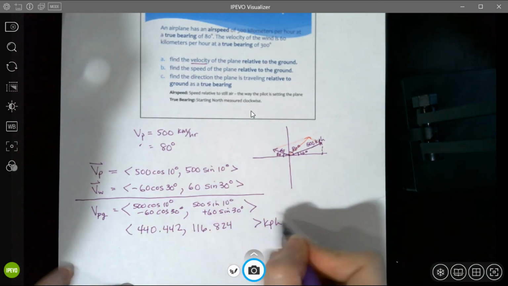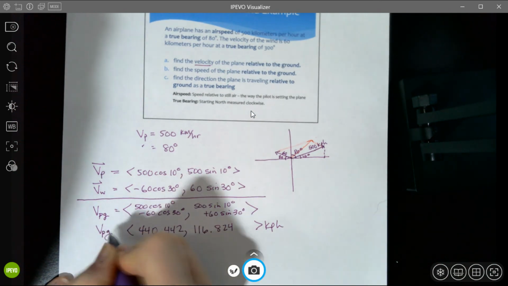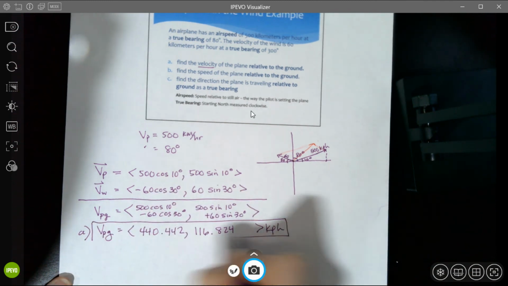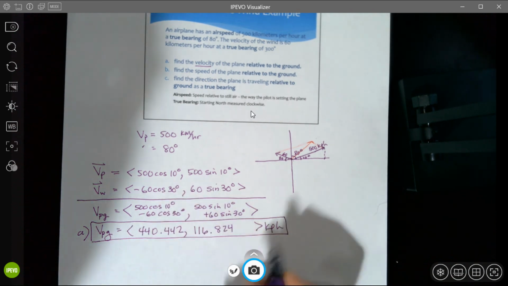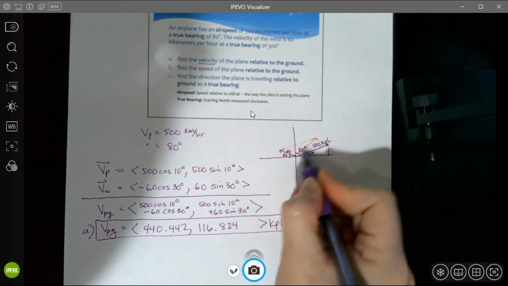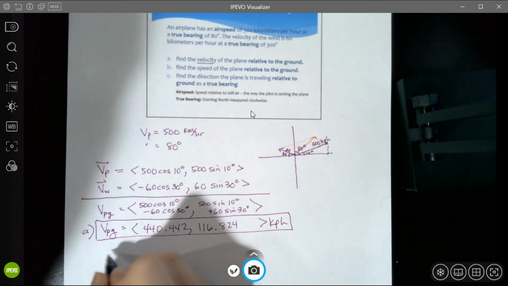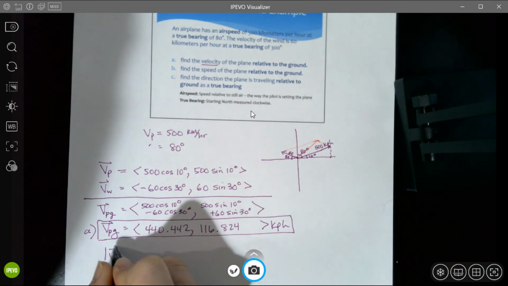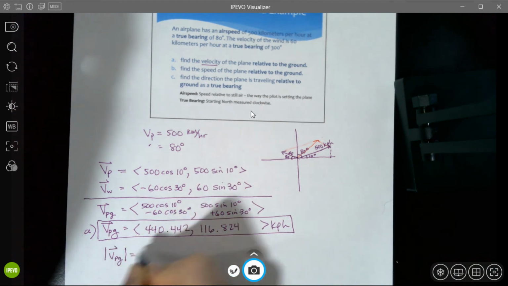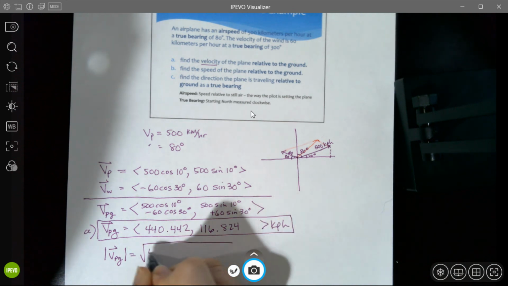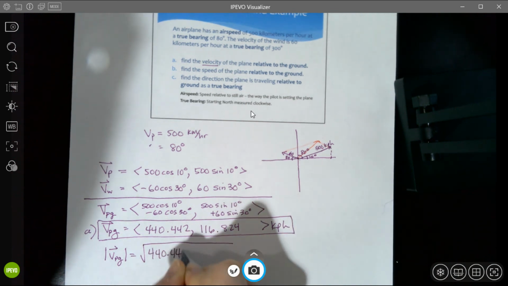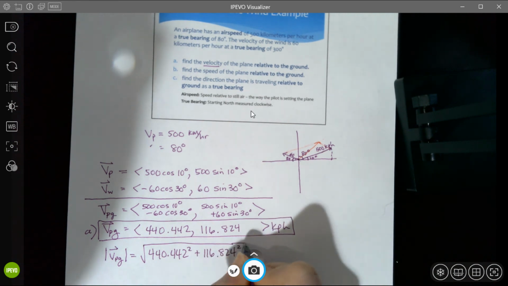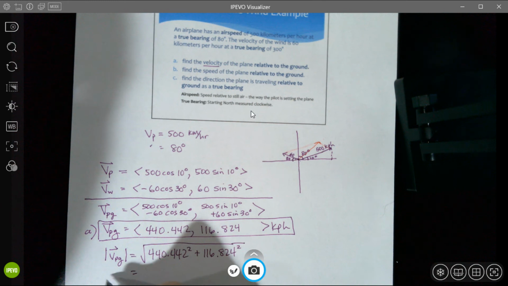Okay, so now I've gotten the answer to the first question, A. B says the speed of the plane relative to the ground. Well, the speed is just the length of the vector, the magnitude. So we know the magnitude of the velocity is going to be the square root of 440.442 squared plus 116.824 squared. Okay, so we can calculate that.